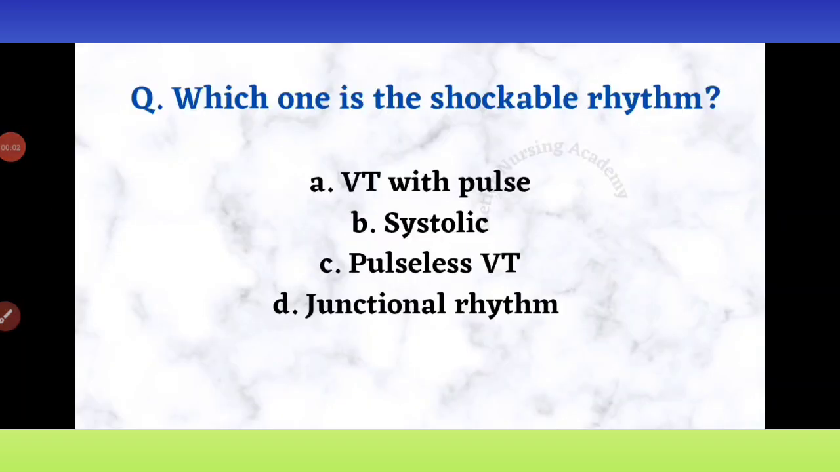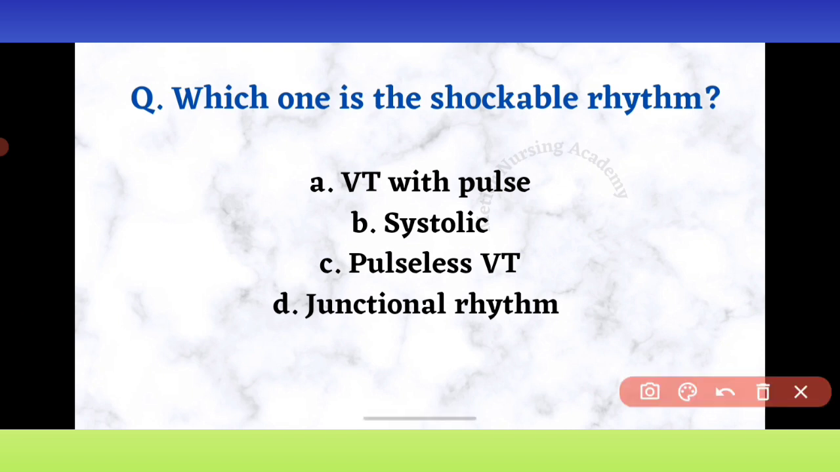Which one is the shockable rhythm? They have given 4 options: VT with pulse, systolic, pulseless VT, junctional rhythm. What is the meaning of shockable rhythm? Shockable rhythm means here we are going to use the defibrillator.